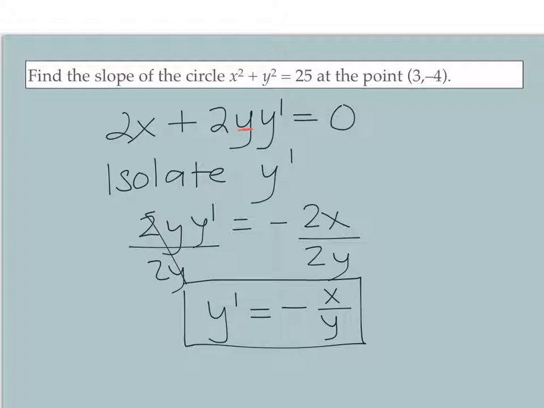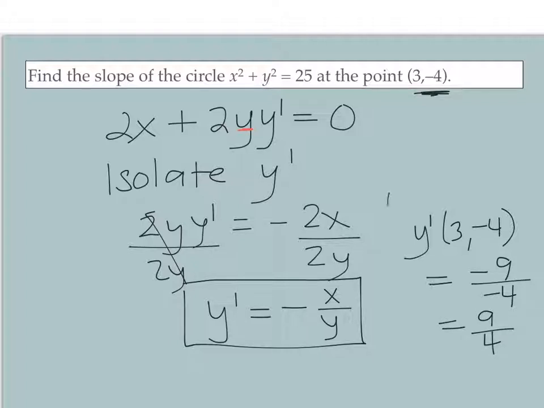Okay, and they want it at 3, negative 4. So if I want to do that, y prime at 3, negative 4 is equal to negative 3 over negative 4, so positive 3 over 4. Okay, there we go. It's wonderful. Okay, we did it. And this works. I could show you that this works by solving for y.